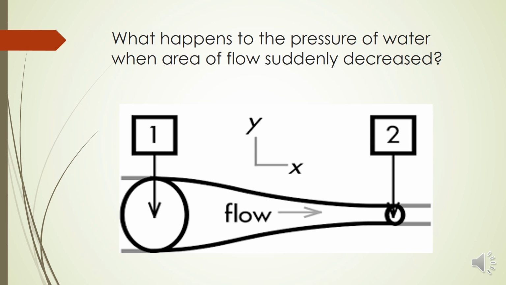Now try to answer this simple question. That is, suppose you have a pipe like this, and initially it is having this much area at section 1, and going to section 2 the area decreases. So what will happen to the pressure of water flowing inside? So just think about this and come up with an answer. So we have a pipe of decreasing area. So what happens to its pressure? So please answer this question by yourself.